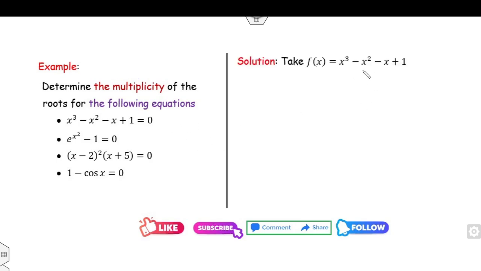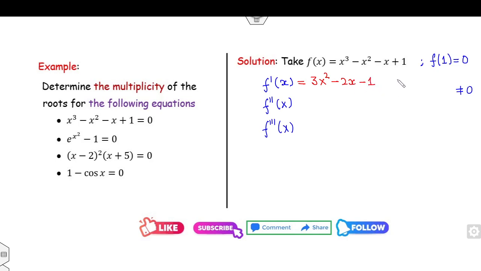Now you can see that you can easily factorize them, but there is no need for this. First of all, you can check whether f of any point, say 1, is 0. Then you have to find the derivative: f dash, f double dash, f triple dash, until you get a non-zero number at the point 1. So what is f dash of x? 3x squared minus 2x minus 1. What is the value of f dash at the point 1? Clearly, this is 0.